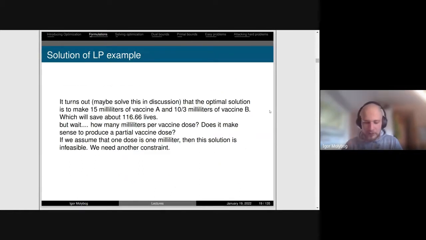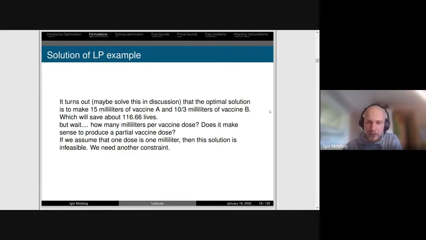So the optimal solution is to make 15 milliliters of vaccine A and 10/3 milliliters of vaccine B, which will save us 160.66 lives. But it's not quite clear to us how many milliliters there are per dose. So, does it make sense to produce a fractional amount of milliliters at all?